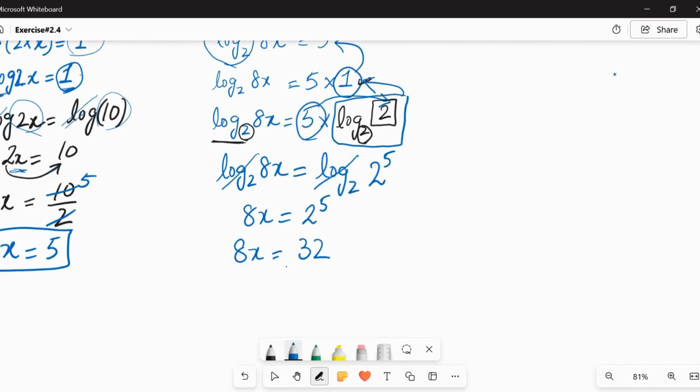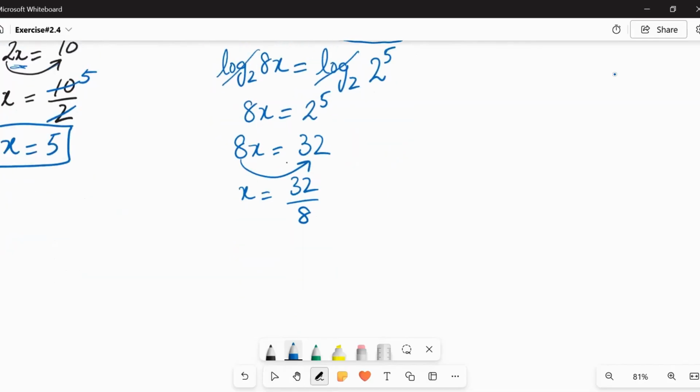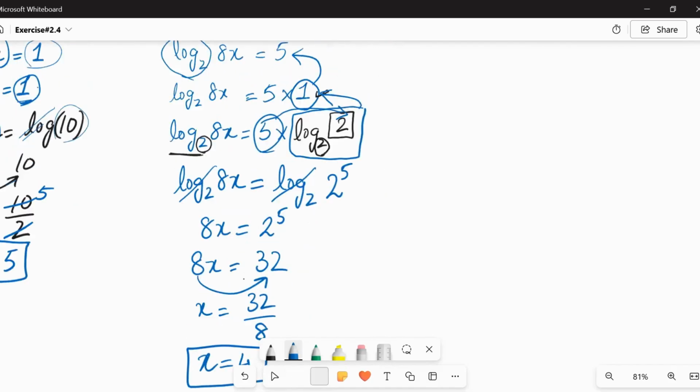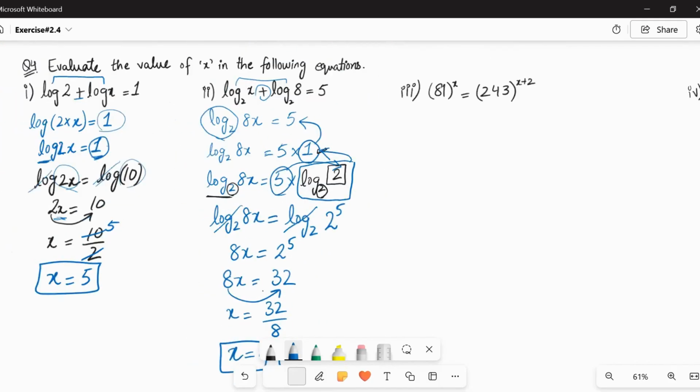Good. And now you want to find the value of x, so 8 will shift to the right hand side and it will divide 32. So 32 divided by 8 is actually equal to 4. So the value of your x is 4. Okay, so you are using just your key facts and your rules to evaluate these equations.